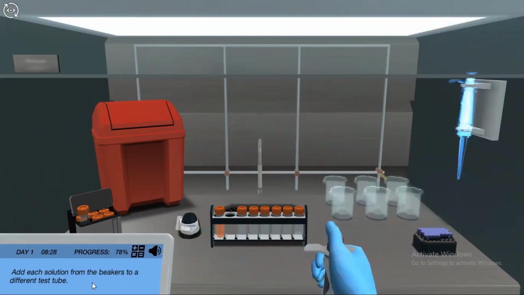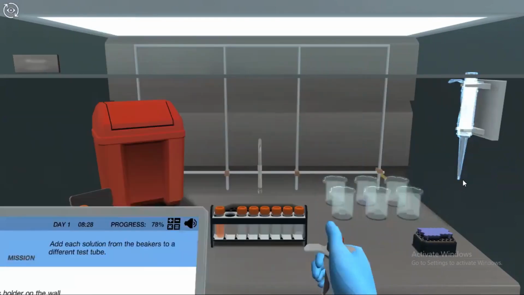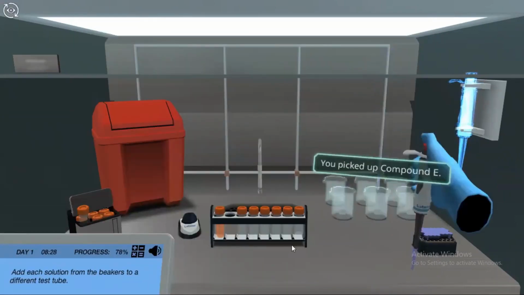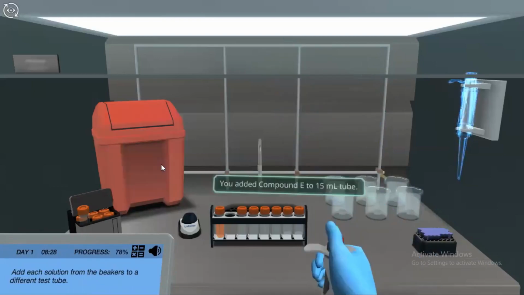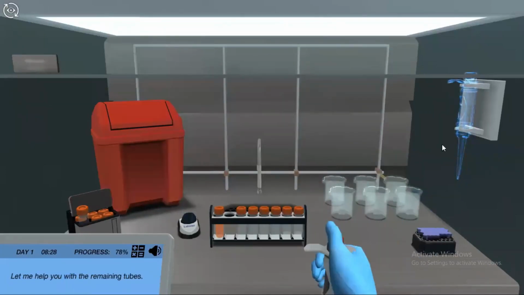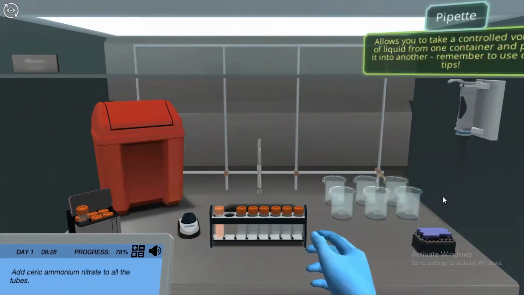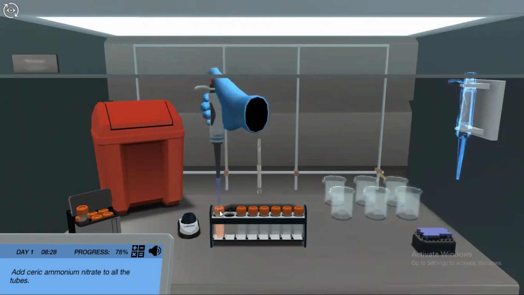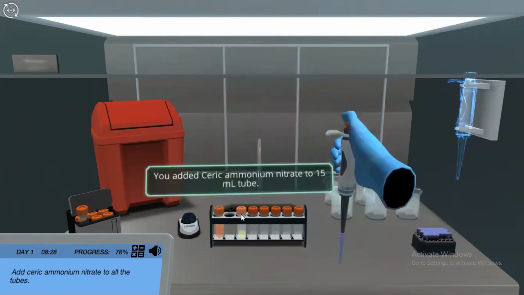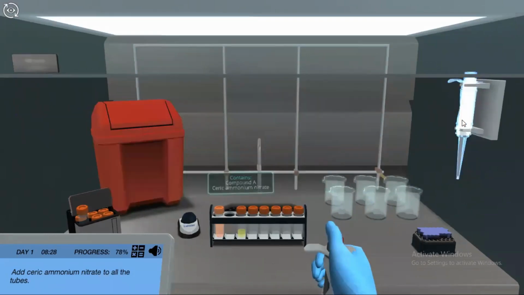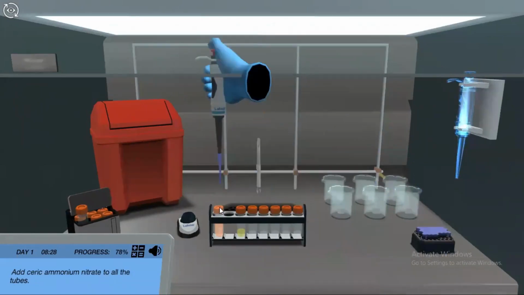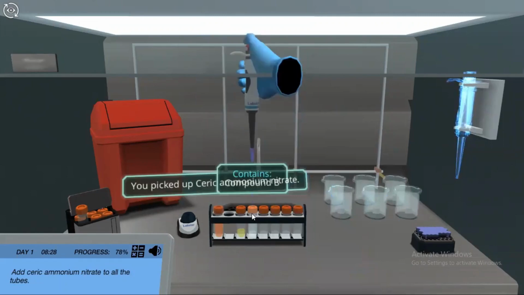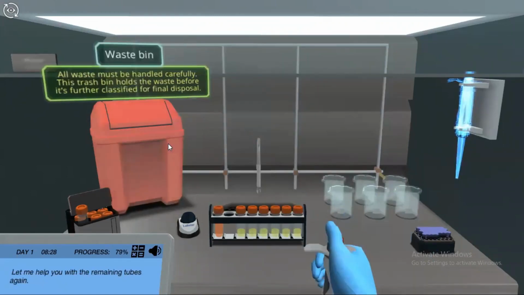Click on the lab pad for more information. Let me help you with the remaining tubes. Add ceric ammonium nitrate to all the tubes. Let me help you with the remaining tubes again. Vortex the tubes and observe the results.